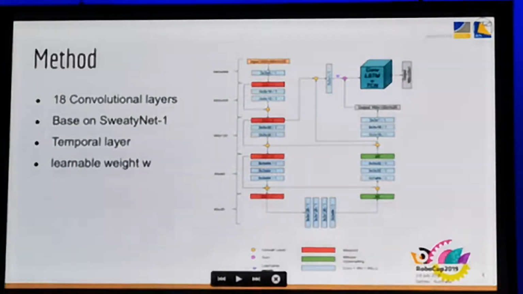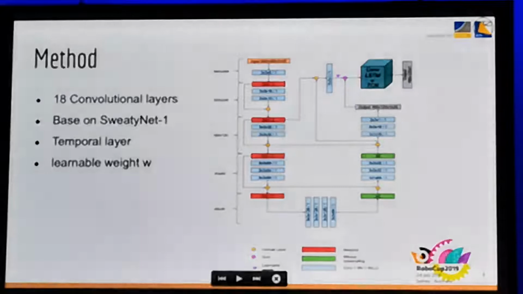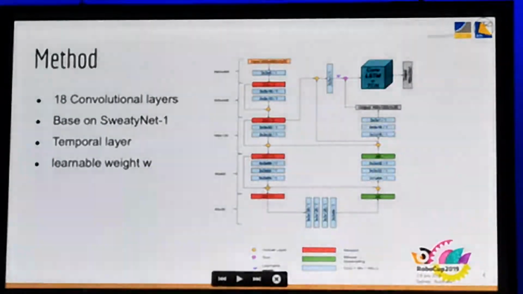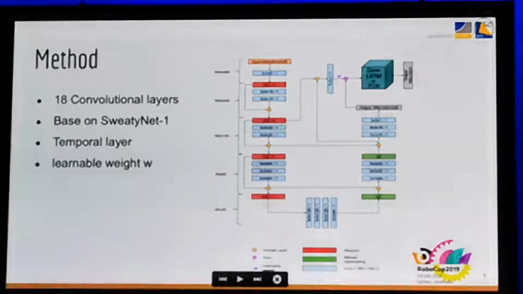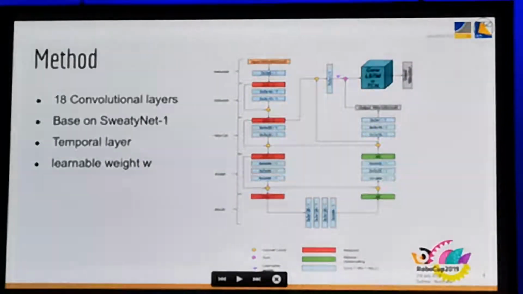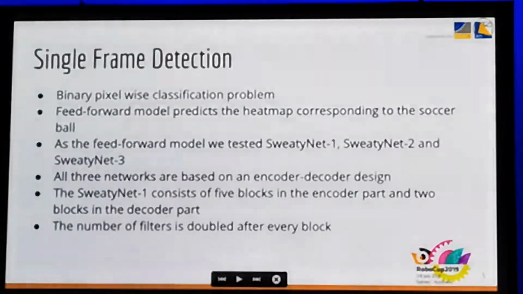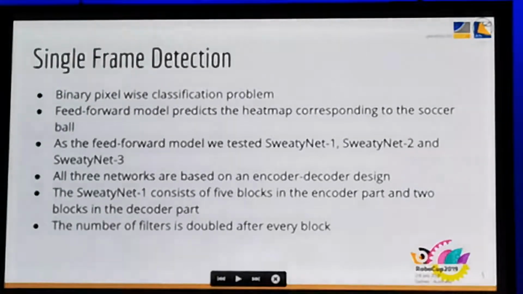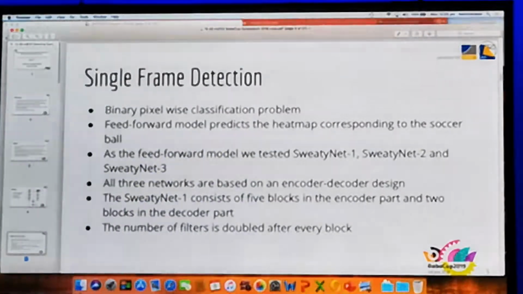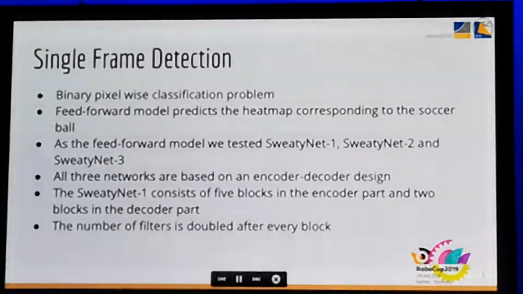On the right, you can see it. We have an encoder-decoder architecture. In the feed-forward part, we have 18 convolutional layers. It is based on SweatyNet version 1. We added temporal layers after the feed-forward model, and we added a learnable weight W. We first started with single frame detection, and we formulated it as a binary pixel-wise classification problem. The feed-forward model predicts the heat map corresponding to the soccer ball.